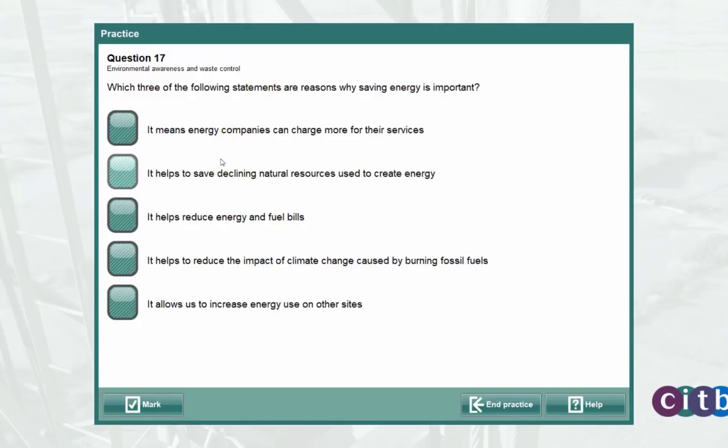Which three of the following statements are reasons why saving energy is important? It means energy companies can charge more for their services. It helps to save declining natural resources used to create energy. It helps reduce energy and fuel bills. It helps to reduce the impact of climate change caused by burning fossil fuels. It allows us to increase energy use on other sites.